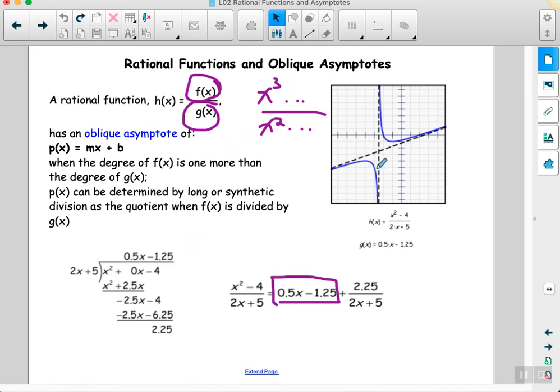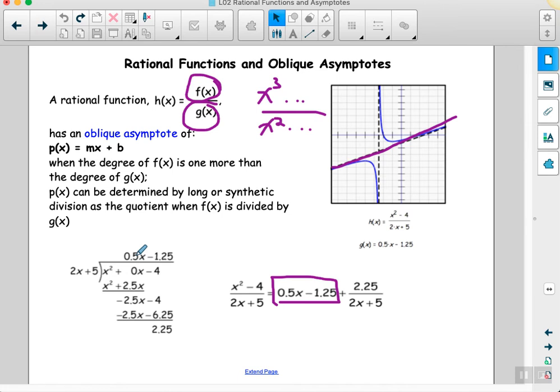Now, if we want to know exactly what the equation of this line is right here, I have to do a long division. So in this case, I'm dividing 2x plus 5 into x squared minus 4. Notice the difference in degrees here is 1, so we were guaranteed to get an oblique asymptote. I'm now going to have to multiply 2 by a half x to get x squared. So 2 times a half x is x squared.